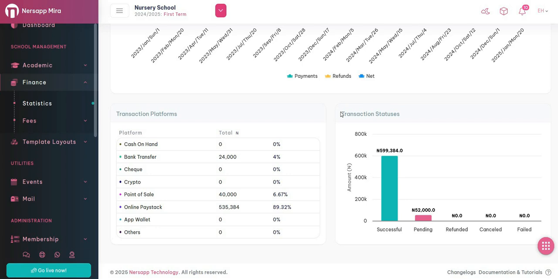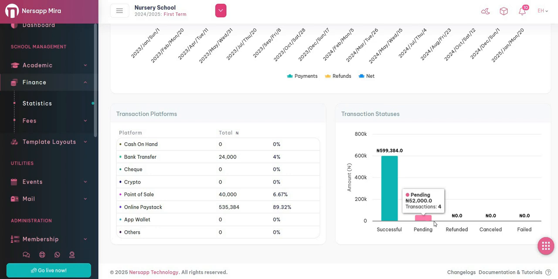On the right-hand side, you can see the transaction status of all money that came into the school. For instance, all the payments, about 599,384, were successful, meaning that they were processed without any issues. About 52,000 naira are still pending. With this kind of information, the school will need to check the invoices that are still pending for approval, or the receipts of payment that were made but not approved, and approve or decline them.